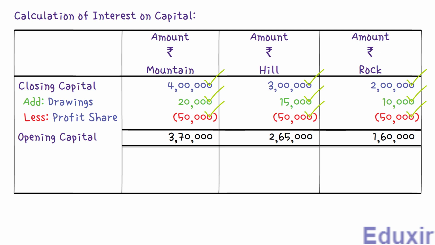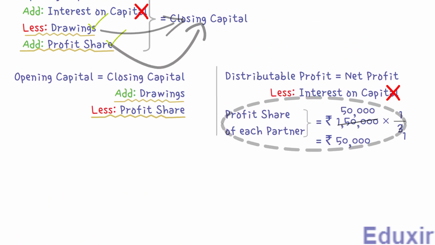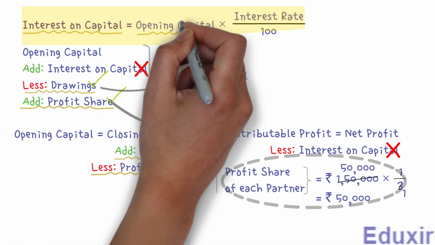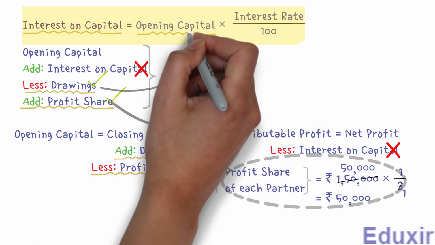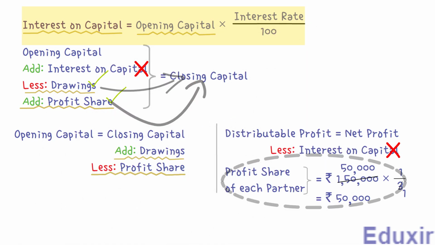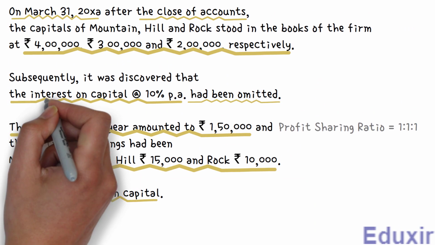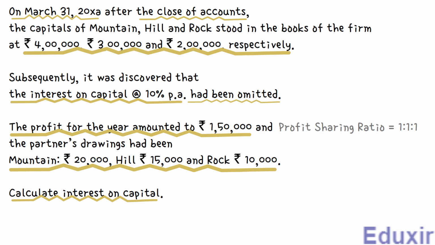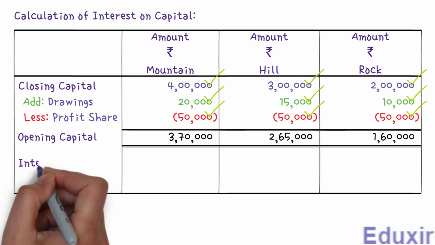Now, as we know the opening capital, we can now calculate the interest on capital. Just to remind you, the formula for calculating the interest on capital is: interest on capital is equal to opening capital multiplied with the interest rate on capital upon 100. Also, the interest on capital is at the rate of 10% per annum. So, with this information, let's calculate the interest on capital.